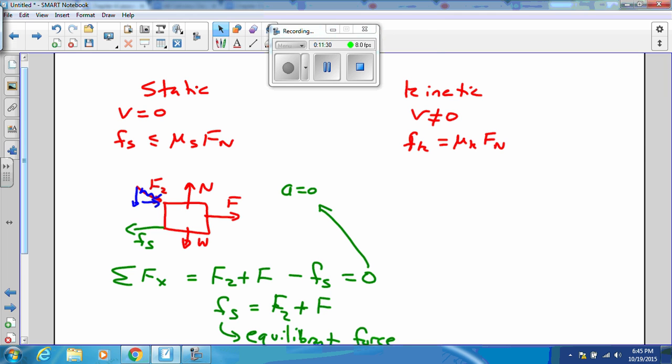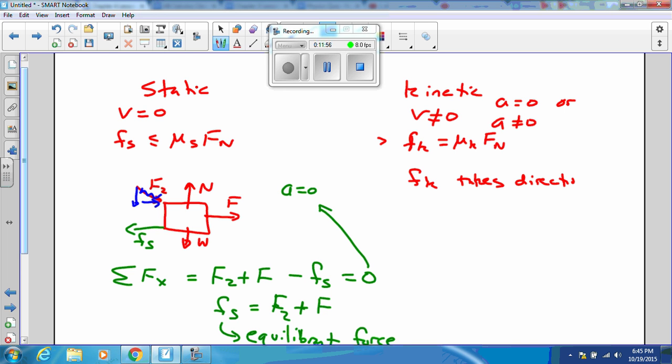By contrast, the kinetic frictional force is going to be in operation when v is not equal to 0, and it may or may not be the case that the acceleration is equal to 0 for any given problem. We would have to watch the motion to be sure. And we have this single value right here. But what is the case is that Fk will always take the direction that is opposite to the velocity.